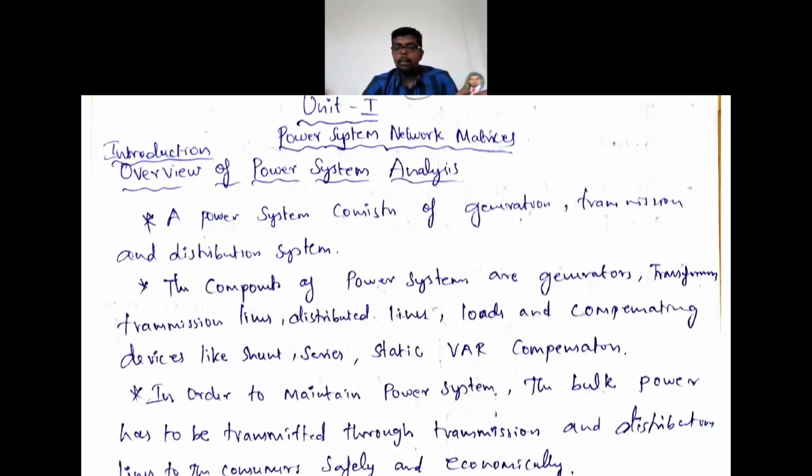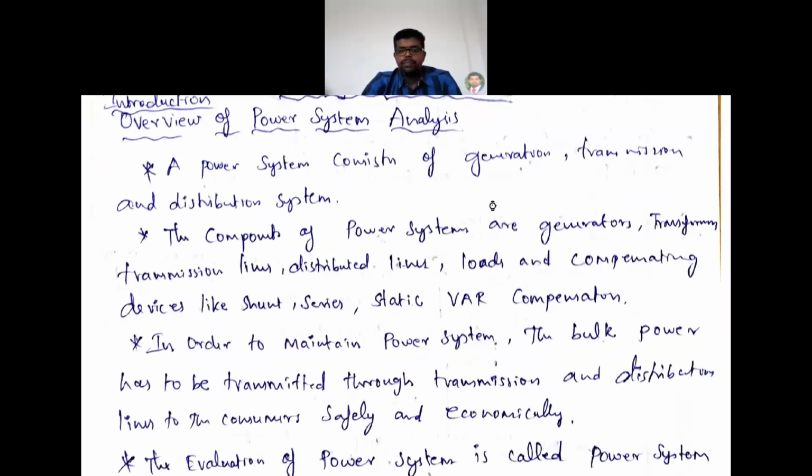If you take the power system, definitely you'll have generators, transformers, transmission lines, distributor lines, and loads, and compensating devices like a static var compensator. A shunt compensator will be there, and a series compensator will be there. Together they form your power system. In other terms, these are the components of the power system.